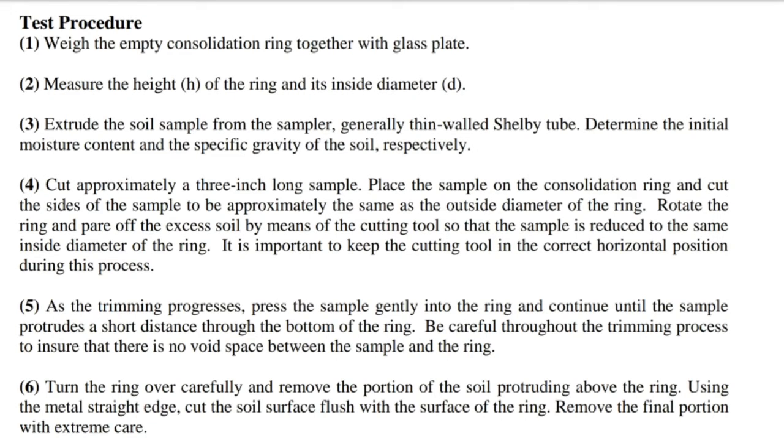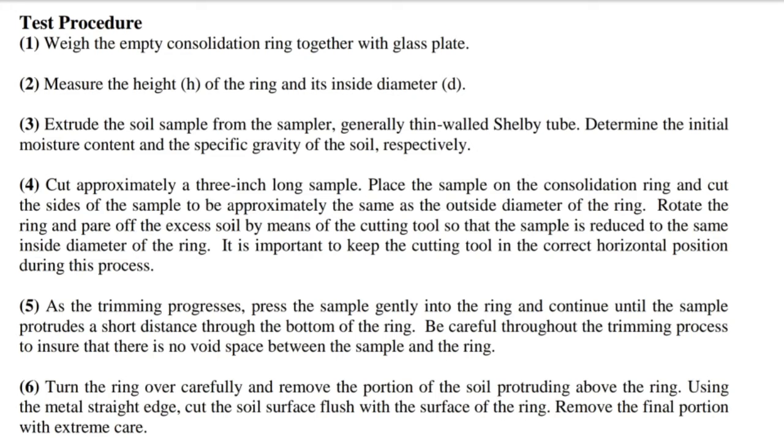Test procedure. 1. Weigh the empty consolidation ring together with the glass plate. 2. Measure the height H of the ring and its inside diameter d. 3. Extrude the soil sample from the sampler, generally a thin-walled shelby tube. Determine the initial moisture content and the specific gravity of the soil respectively. 4. Cut approximately a 3-inch long sample.